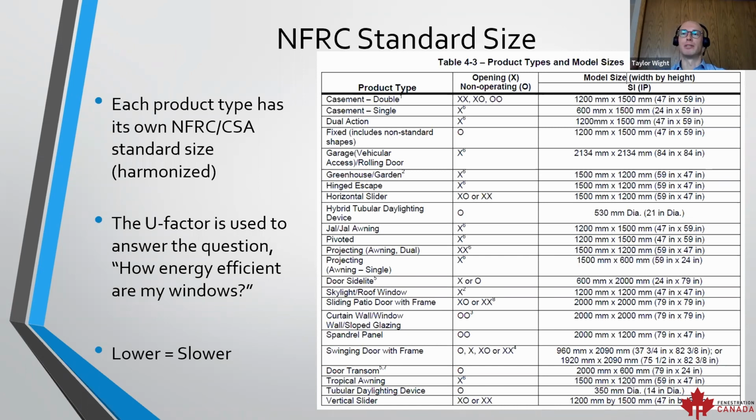I just wanted to reiterate that as the U value goes down, that's better. It's the inverse of R value. So as a U value drops, that's a better rating. You can think of lower as slower heat conductance. So you want a lower U factor.